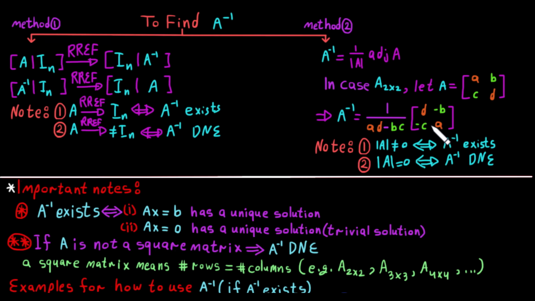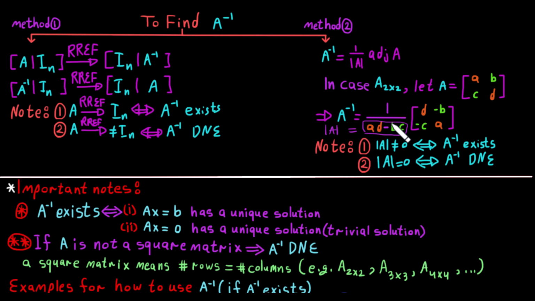You have to memorize only this one, and then you can find the inverse by computing this and this. And of course, if here you have 0, then you have to say A inverse does not exist because AD minus BC equals 0, or you can say the determinant of A equals 0, therefore A inverse does not exist. I remind you, this one is the same as the determinant of A.